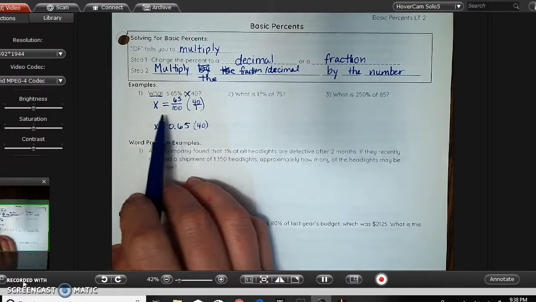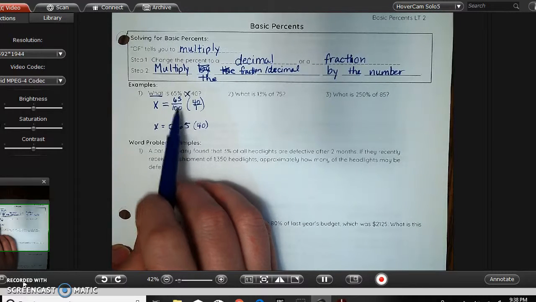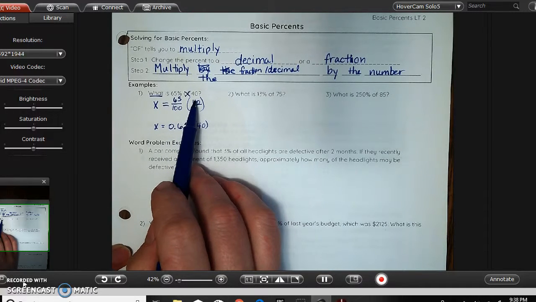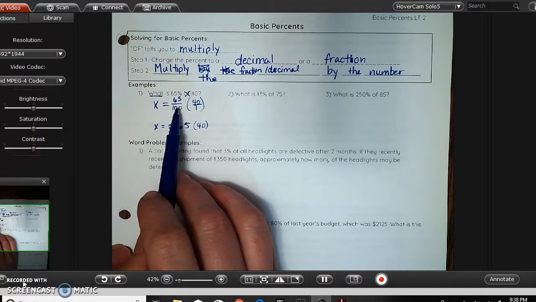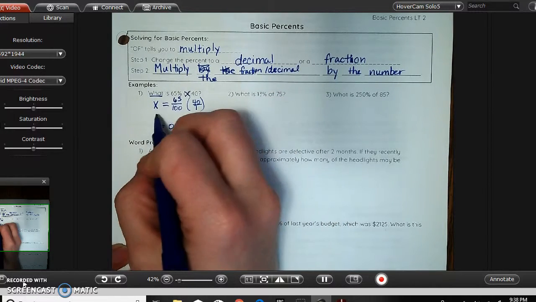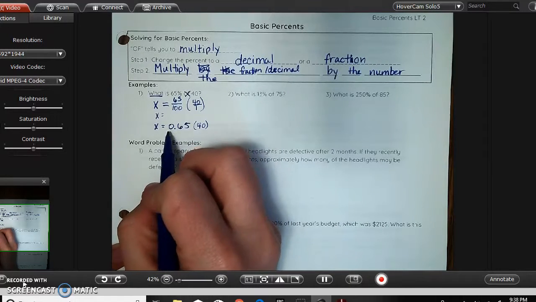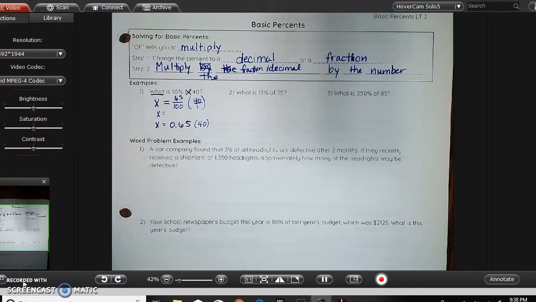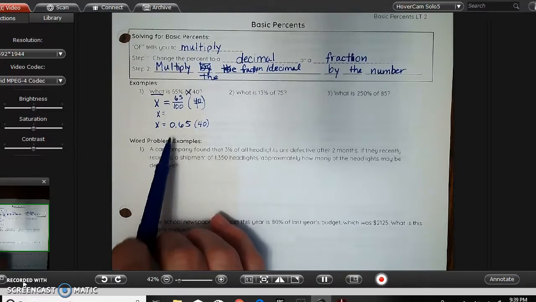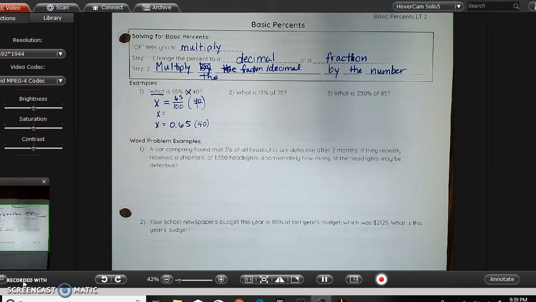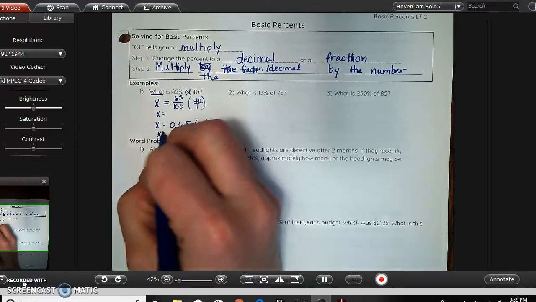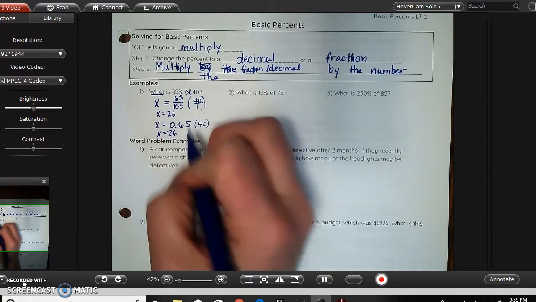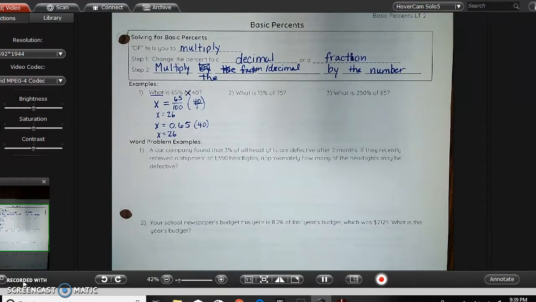I can do both of these fully in my calculator because I would do 65 times 40, and I end up then dividing by 100. And then I would also do 0.65 times 40, and I would not have to divide by 100 because I have already divided by 100 to get the decimal point right there. And both of these end up with an answer of 26. So you can see either way you want to go there, it will work. Bar model will also still work.